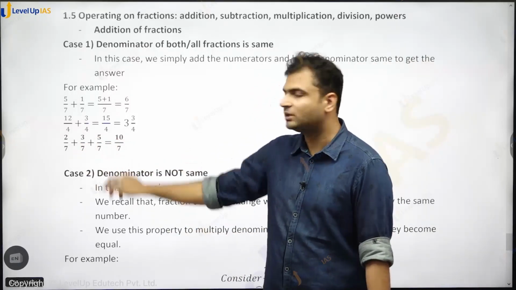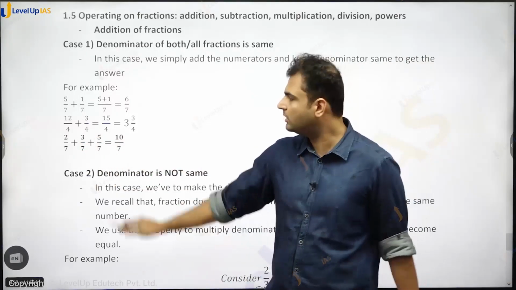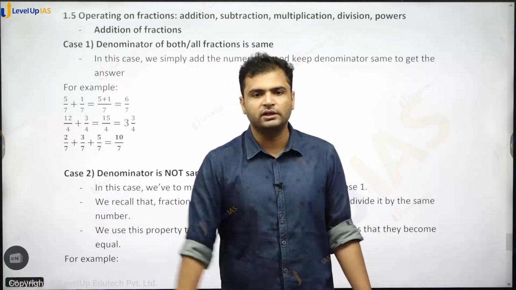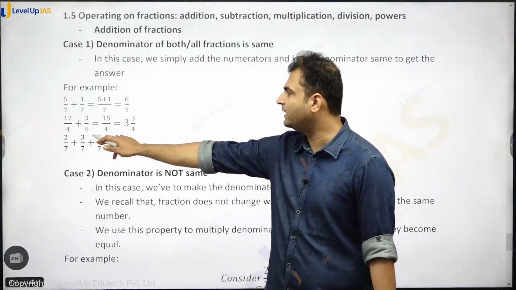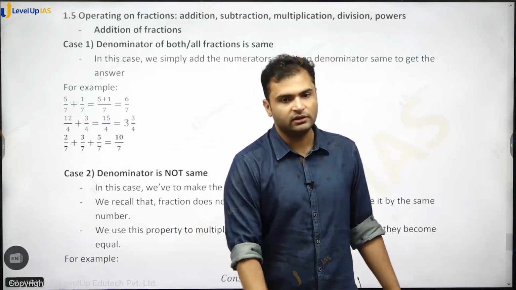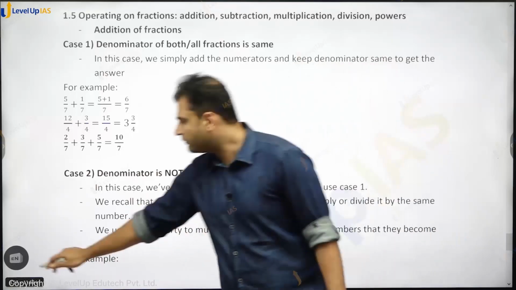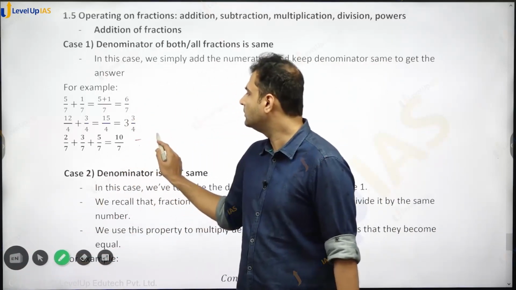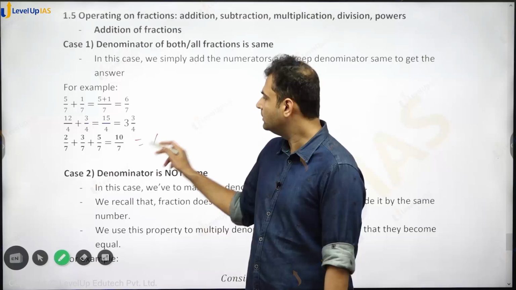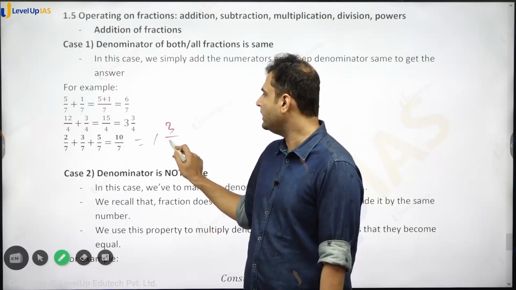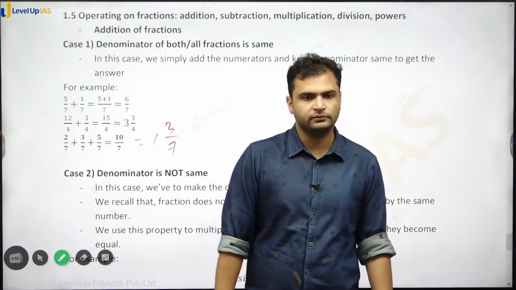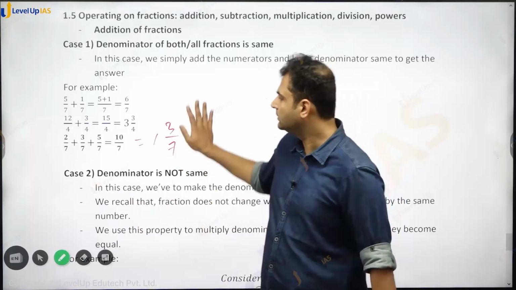2/7 plus 3/7 plus 5/7, again denominator is same, I can add numerator of all the 3 numbers, 2 plus 3 is 5, 5 plus 5 is 10/7 would be my answer. And of course I can write it as 1 complete and remainder is 3/7. I can write it like this.